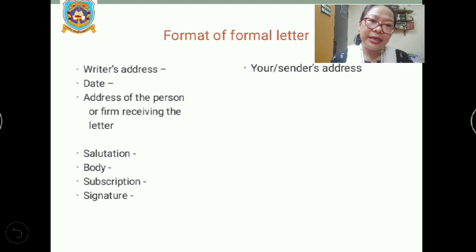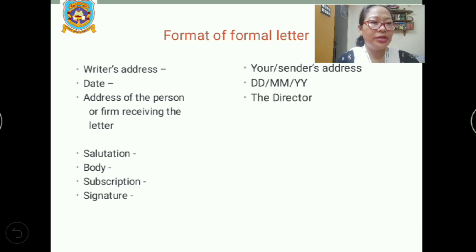Writer's address is the sender's address. Date is always written in DD/MM/YY format, that means date, month and year. So if you are writing 11/06/2020, that is 11th June 2020.